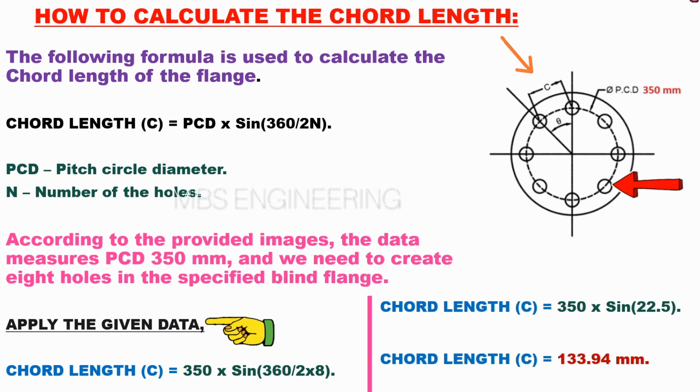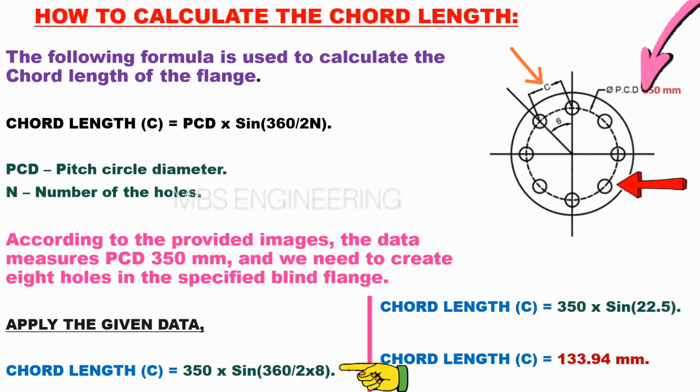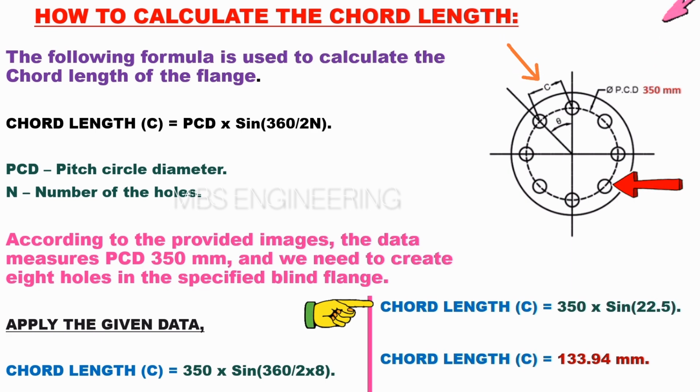Apply the given data in the above equation. Next, chord length, C, is equal to 350 multiplied by sine of 360 divided by 2 into 8. Next, chord length, C, is equal to 350 multiplied by sin 22.5. Therefore, the obtained chord length, C, is 133.94 mm.